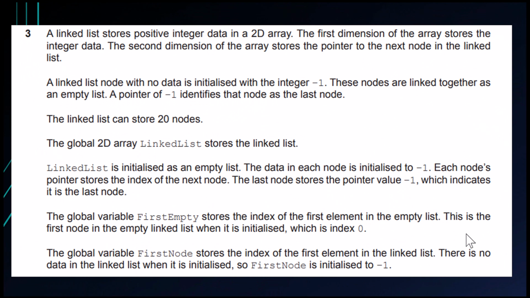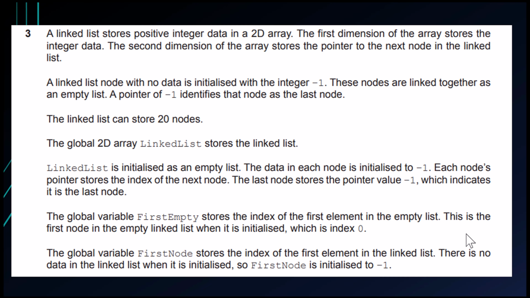A linked list stores positive integer data in a 2D array. So this is the abstract data type that they chose for this paper 4 exam, it being a linked list using a 2D array. The first dimension of the array stores the integer data.